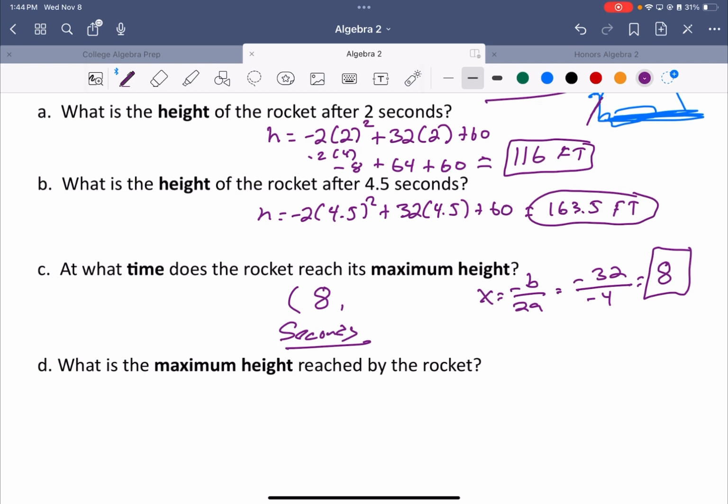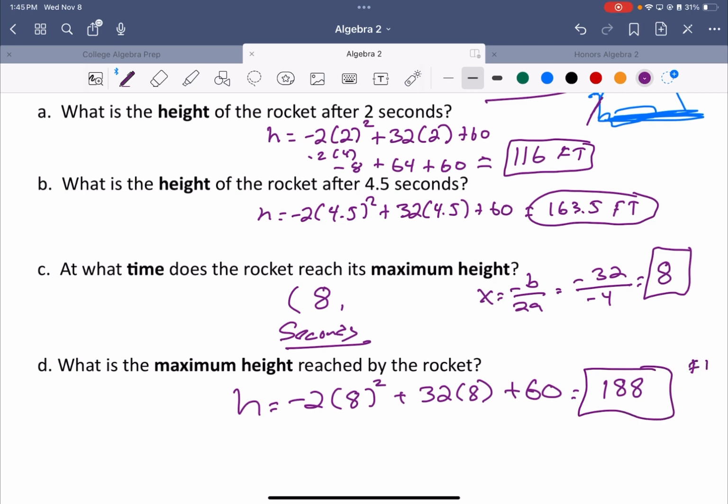Plug it in. So my maximum height is going to be negative 2 times 8 squared plus 32 times 8 plus 60. Again, another calculator question. 188. So the maximum height of this above the water is 188 feet.